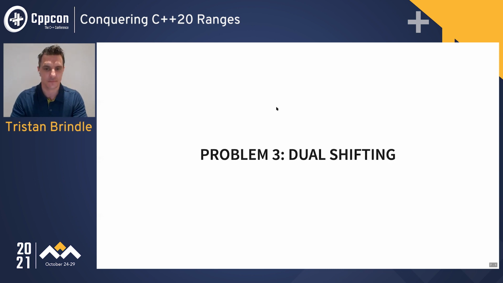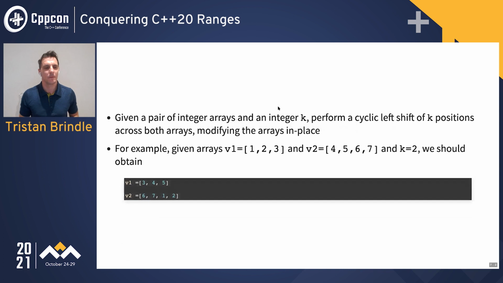So, what on earth is this all about? Here's what I'm on about. If we're given a pair of arrays and an integer value k, we want to perform a cyclic left shift of k positions across both arrays, modifying these arrays in place. So a bit of a contrived problem, but it's one that I think is quite interesting, because I don't know of a way of solving this neatly, sort of naively.